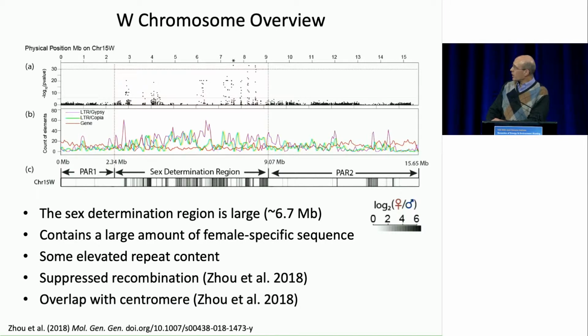This bar along the bottom shows the degree to which the sequence is female-specific based on mapping reads of the male and female individual back to the W chromosome. So blacker means more female specific. There's some indication of elevated repeat content in that region and also suppressed recombination. And one of the reasons it's so large, so it occupies a pretty large fraction of the chromosome, is it overlaps with the centromere. And we know that from the presence of pericentromeric repeats in that region.